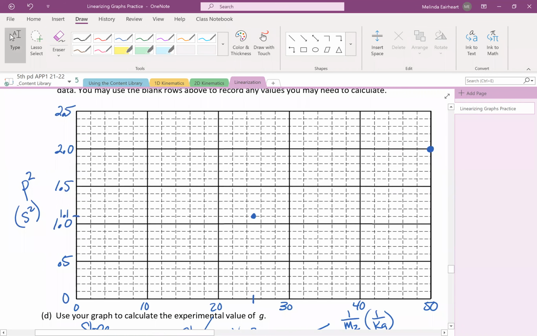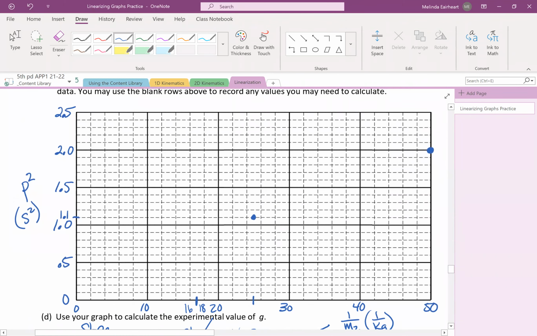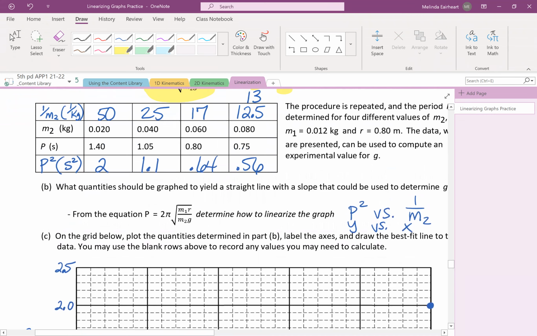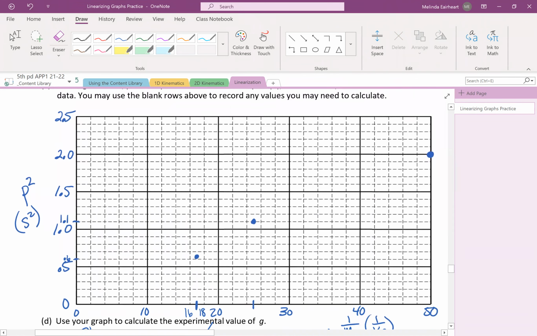17 and 0.64. So 17, be careful on your x-axis. Those are in 2s, right? So this is 18, 16. And I've already forgotten the other number, 0.64. Thank you. So a little bit halfway, a little above the 0.6. And then 13-ish, 0.56.